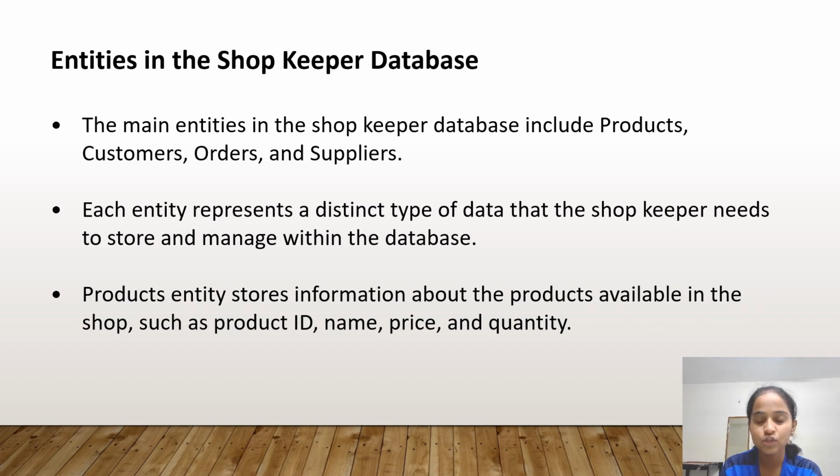So the main entities in the shopkeeper database include products, customers, orders, and the suppliers. Each entity represents a distinct type of data that the shopkeeper needs to store and manage within the database. The products entity stores information about the products available in the shop, such as product ID, name, price, and quantity.